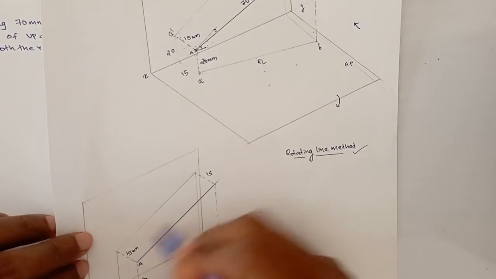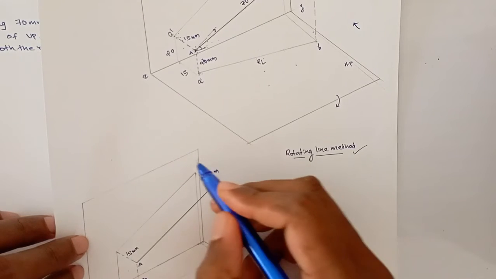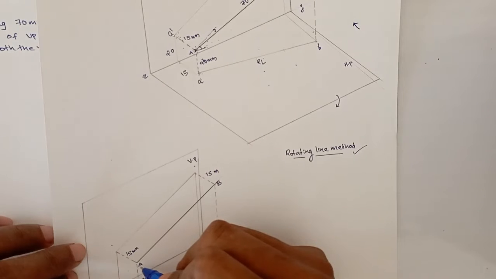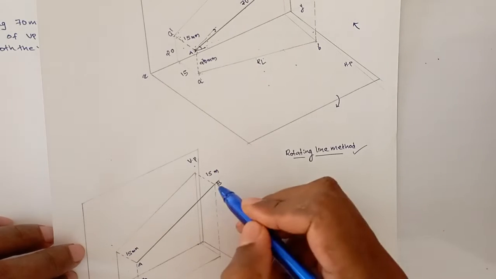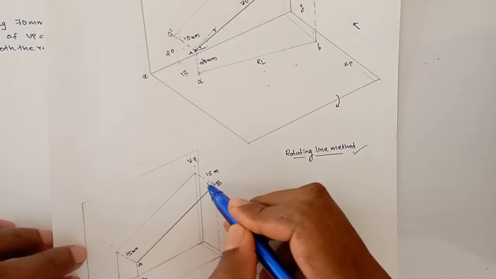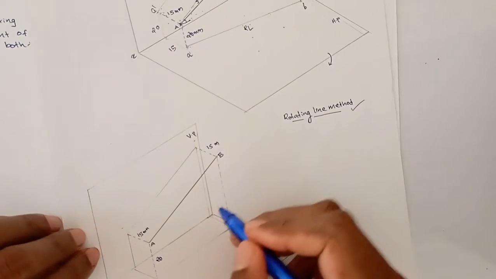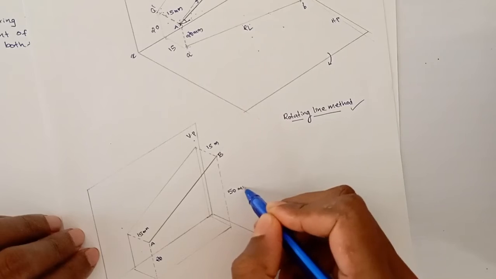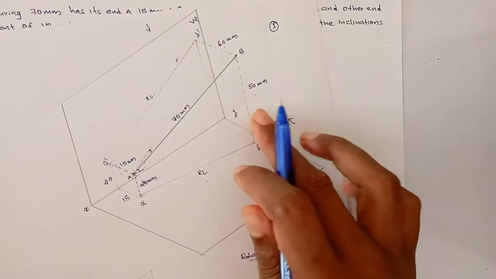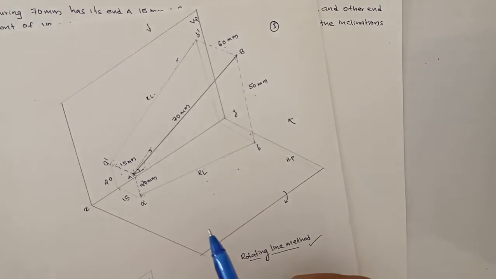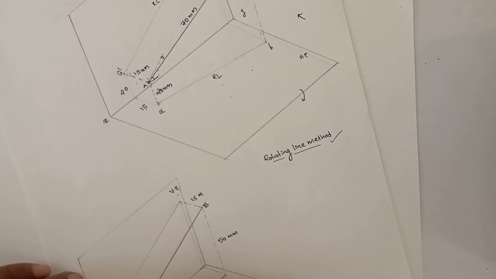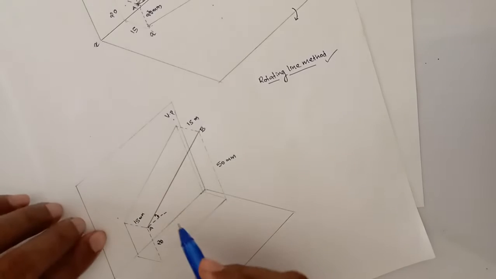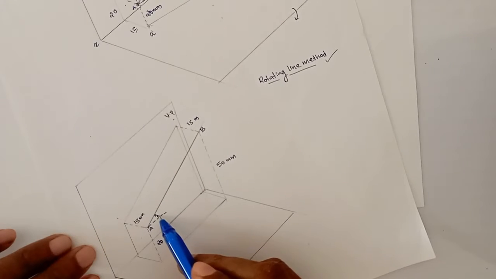So here, this is B, this is VP. The distance from VP to B and VP to A is 15 mm. That means the line is parallel to VP. And what about this length? I am keeping the length same. This is 20 mm, this is 50 mm. I am keeping the distance same, which means I am not changing this angle.